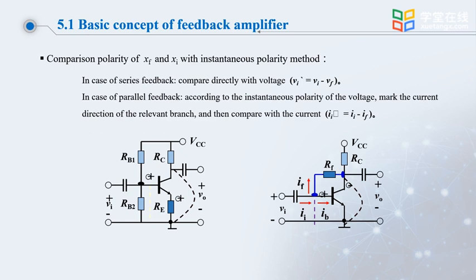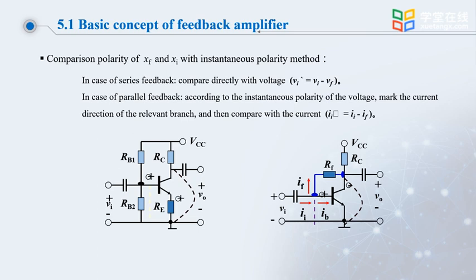Series feedback is a comparison of voltage. So this feedback comes back. For this feedback signal, XF should be VF. We don't care whether the potential of VF is positive, which would make it positive feedback, or negative, which would make it negative feedback. We care about the effect of the VF potential change on the net input signal. If the net input signal gets smaller, that is negative feedback. If the net input signal of the basic amplifier becomes larger, it's a positive feedback.